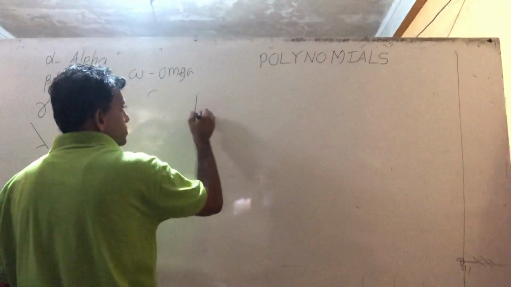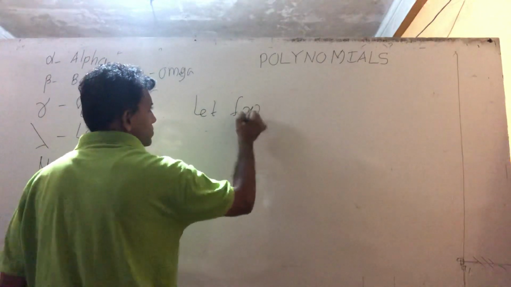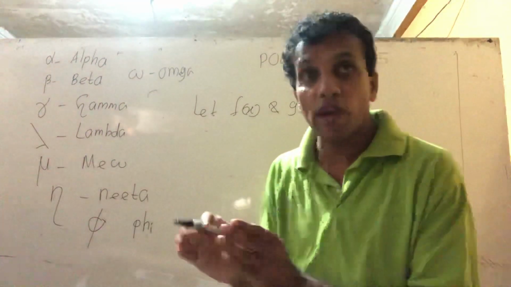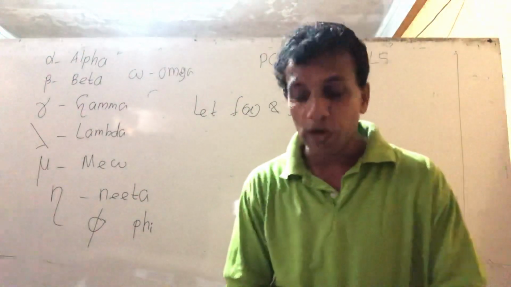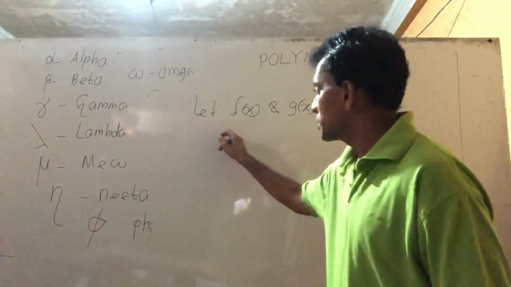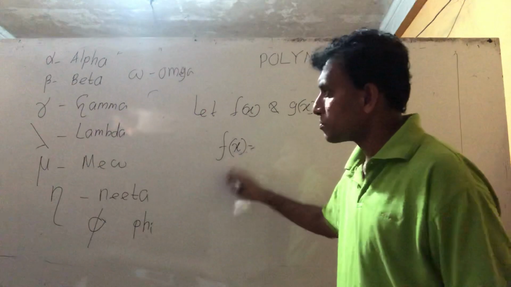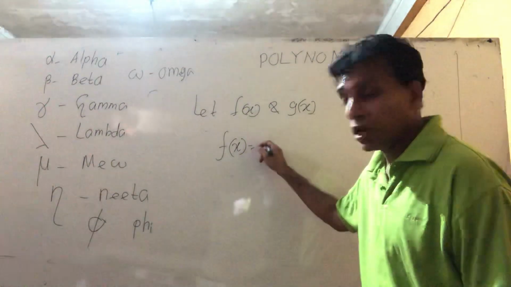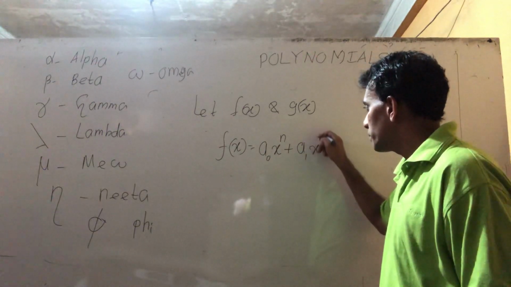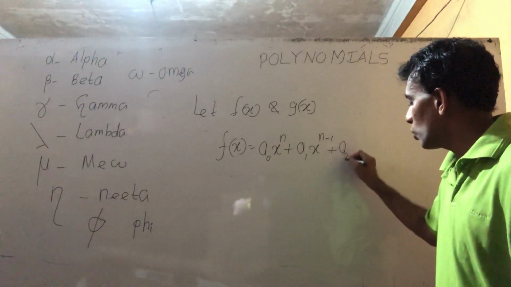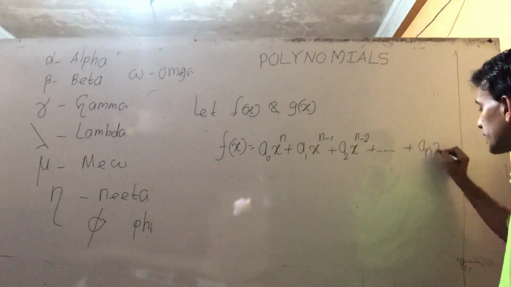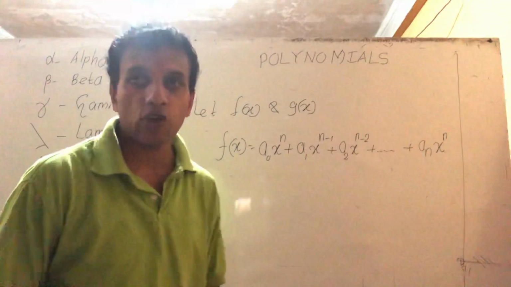So see that, let f of x and g of x be two polynomials such that f of x equals, as we mentioned earlier, I copy that form, f of x equals a naught x to the power n plus a1 x to the power n minus 1 plus a2 x to the power n minus 2 and so on, at last an.